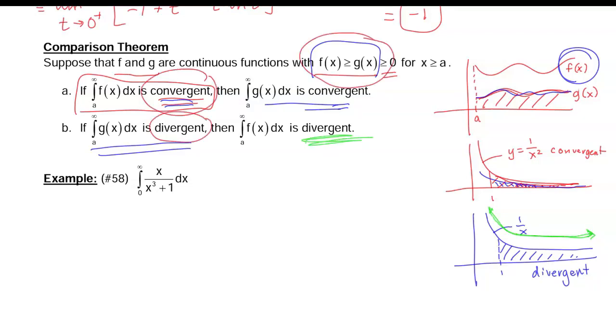Number 58 is my example. The first thing I'm noticing is that I have an infinity here. If I can come up with an appropriate integral to compare with, something I'm familiar with, then I can get out of working out the integral. I'll write that down.